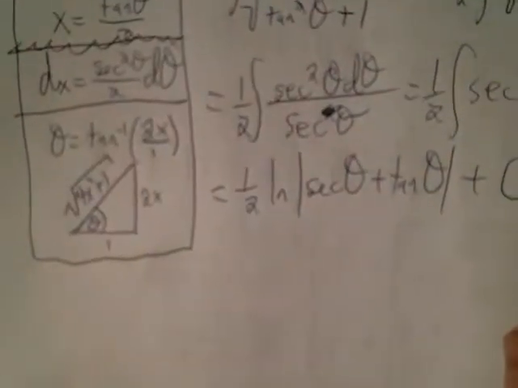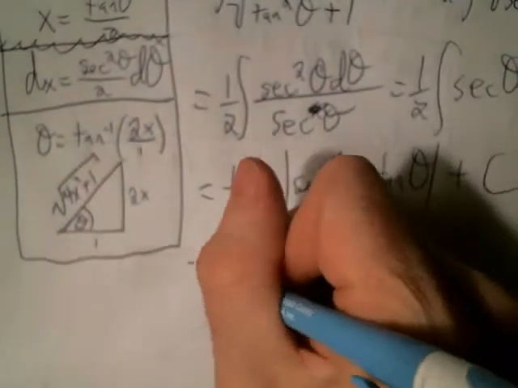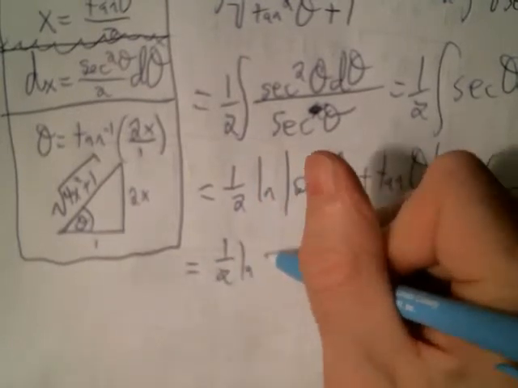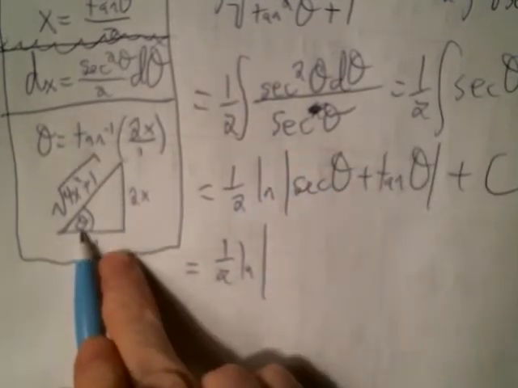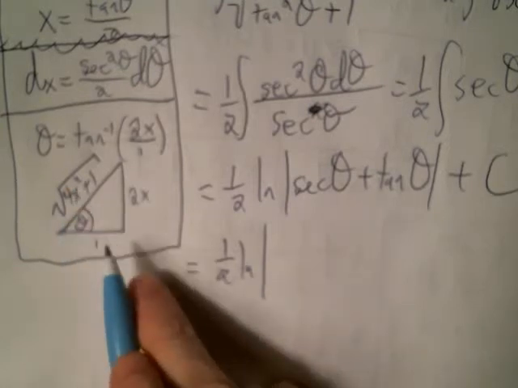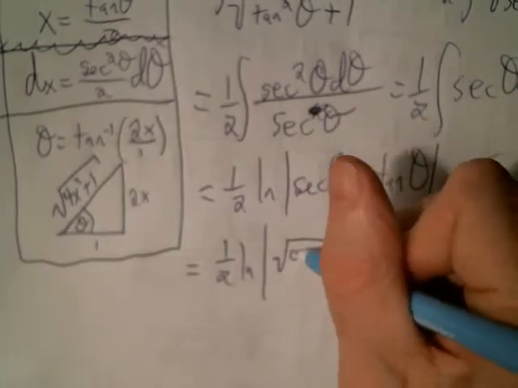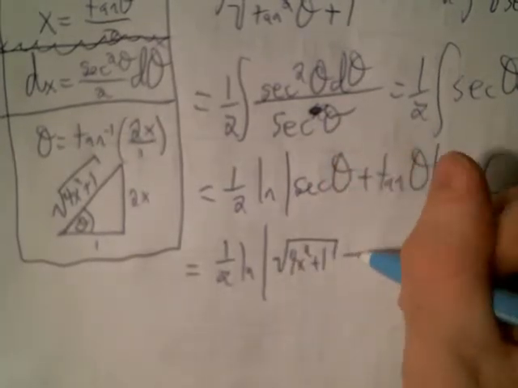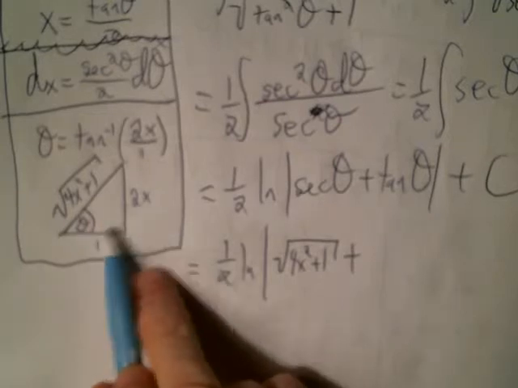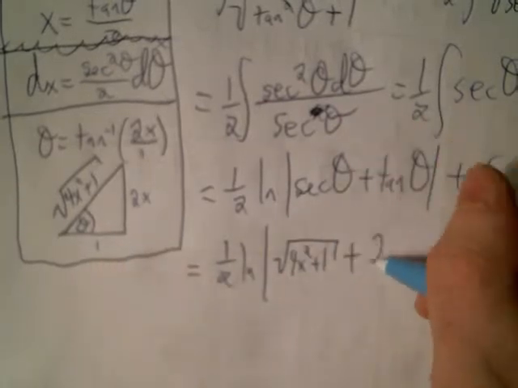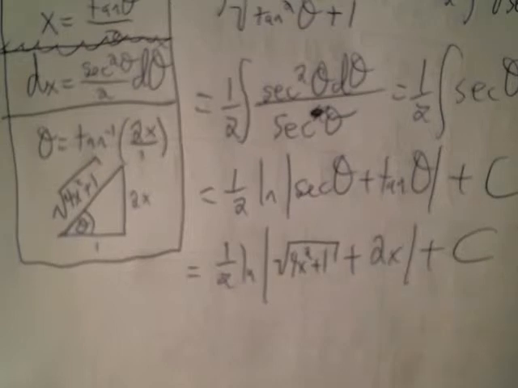So now we use the triangle. Now I go back to my triangle. I have 1/2 ln of secant of this angle. Secant is 1 over cosine. So that'll be hypotenuse over adjacent. So it's just square root 4x squared plus 1. Plus tan of this triangle, so it's opposite over adjacent, which is 2x. And then plus c, and then that should be the answer.